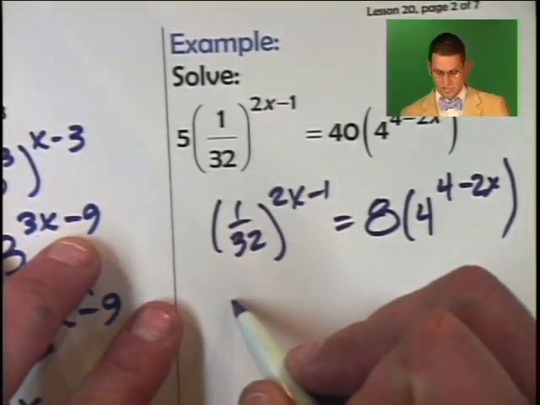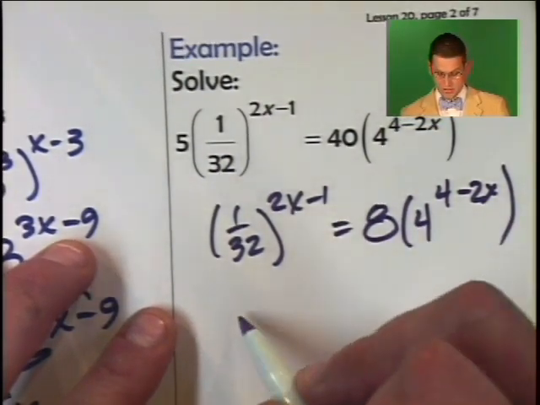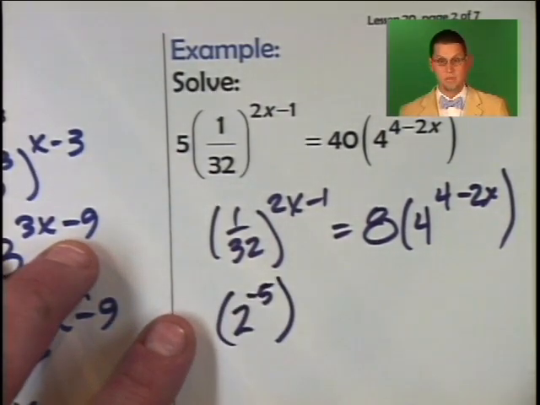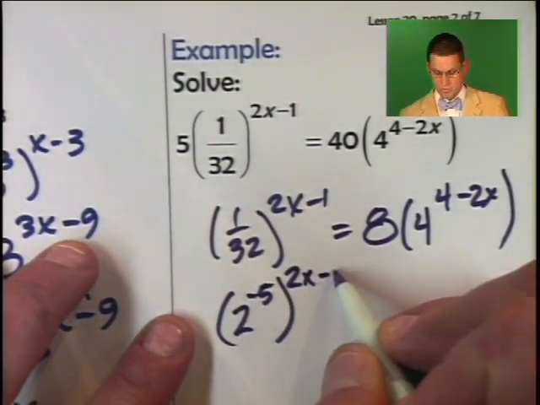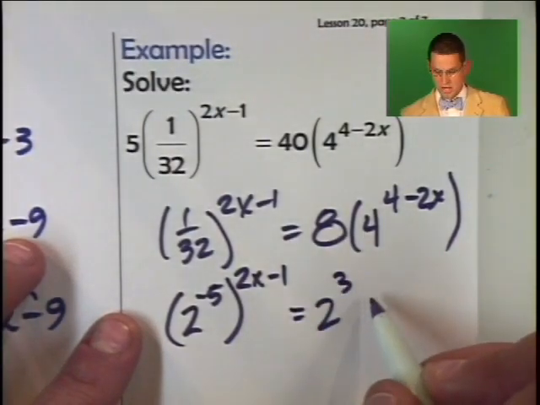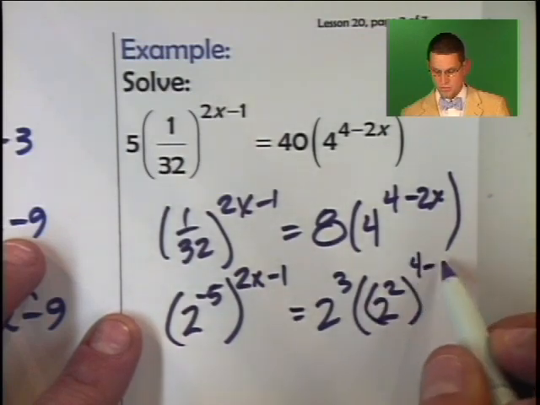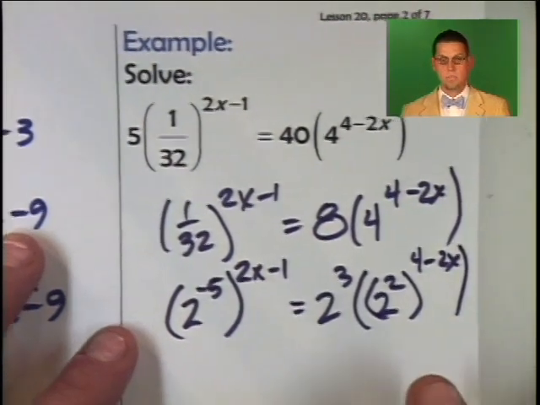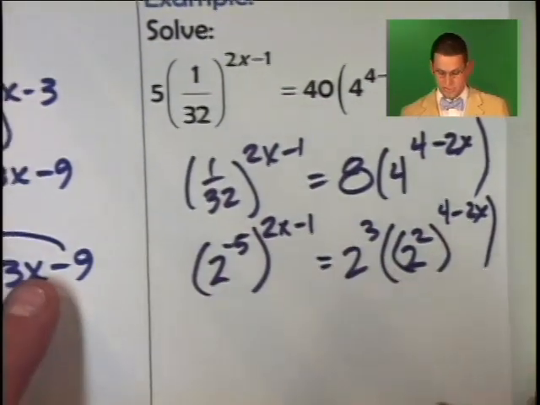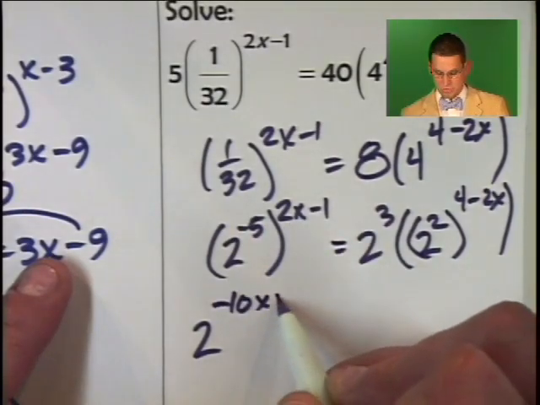1 over 32 is the same thing as 32 to the negative first. Well, 32 is 2 to the 5th. So 1 over 32 is the same as 2 to the negative 5th. We can write it like that, raised to the 2x minus first. And over here, 8 is 2 cubed times 4, which is 2 squared, to the 4 minus 2x powers. So what we can do now is we can do the algebra on the exponents. On this side, I get 2 raised to the distributing negative 10x plus 5.